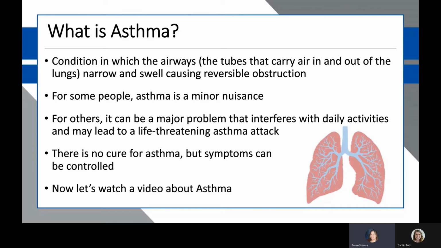What is asthma? Now, this is a condition in which the airways, and these are the tubes that carry air in and out of the lungs, narrow and swell, causing reversible obstruction. For some people, asthma is a minor nuisance, and for others, it can be a major problem that interferes with daily activities and may lead to life-threatening asthma attacks. There's no cure for asthma, but symptoms can be controlled. And now let's watch a video about asthma.